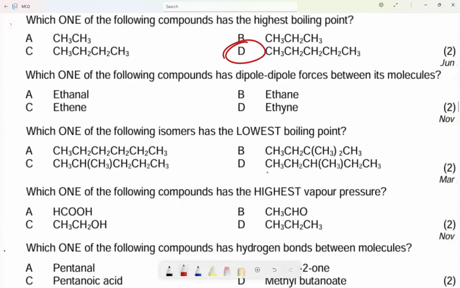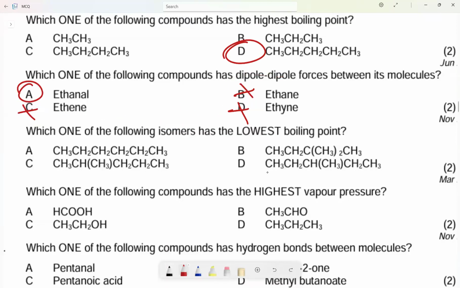Which one of the following compounds has dipole-dipole forces between its molecules? Dipole-dipole forces are what? Ethanol? Yes. Ethane? No, ethane is London force. Ethene, London force. Ethyne, London force. These are hydrocarbons. Remember, hydrocarbons are London forces.